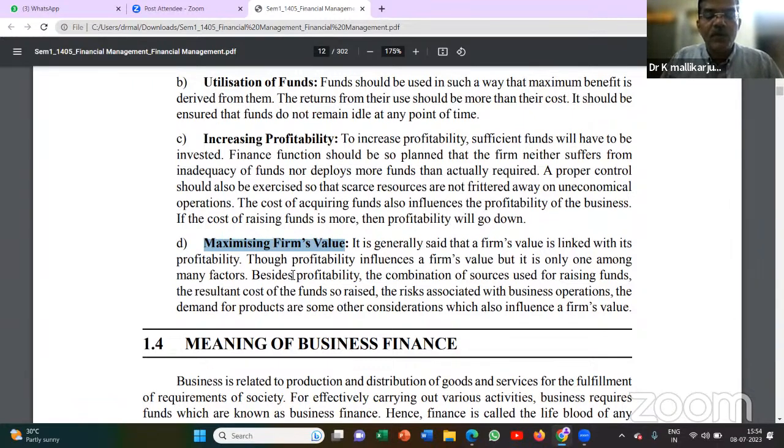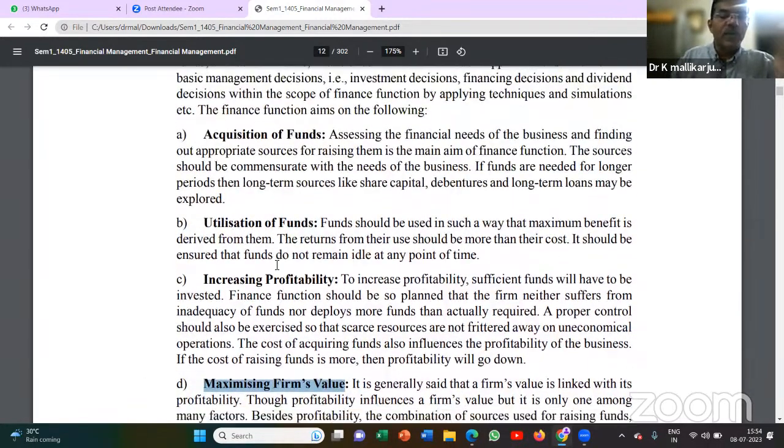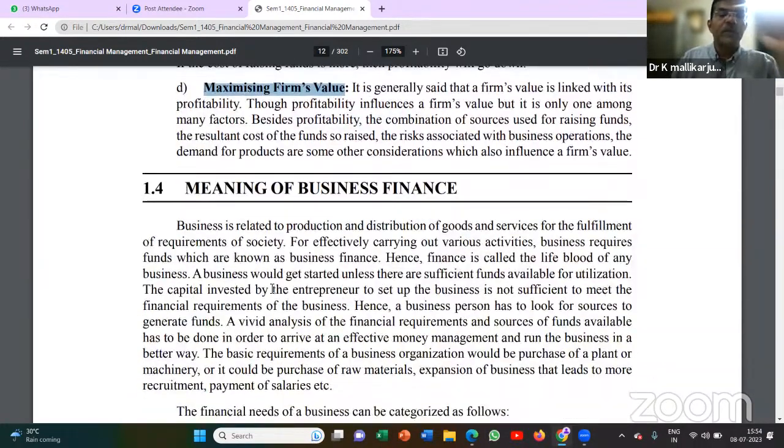So how will the maximum value of our firm increase? If the firm performs well, naturally the investors are ready to buy the company's shares, and the value also grows. Right? Depending upon these sales. If the sales are there, naturally the maximum value is also focused. Okay, that is the functions of financial management in brief.